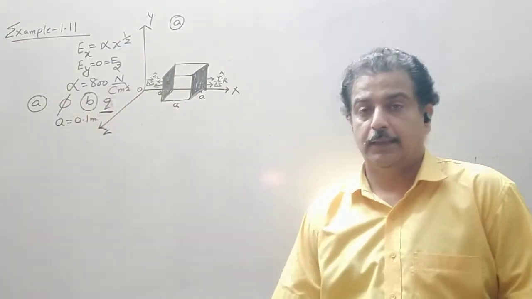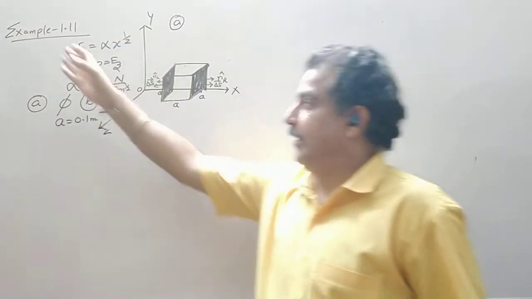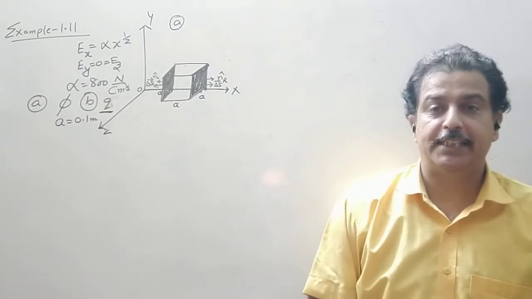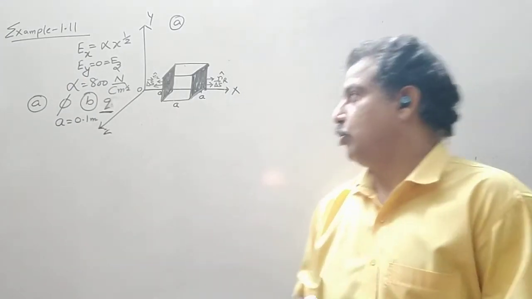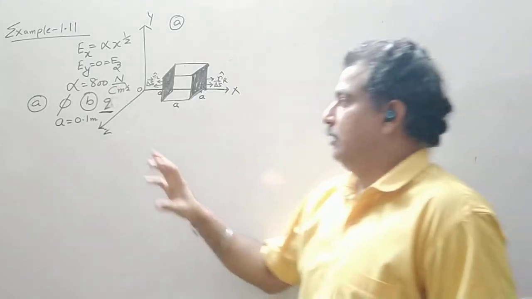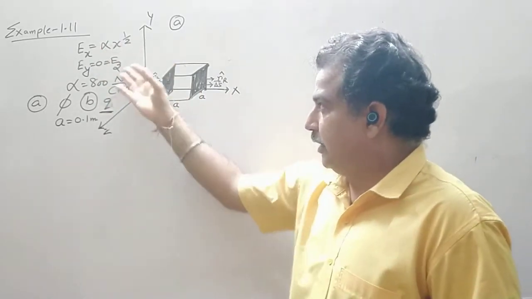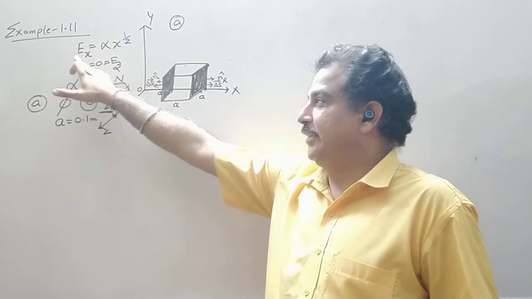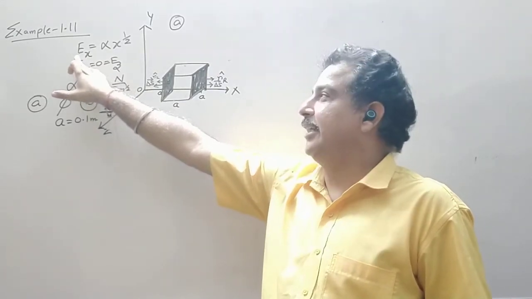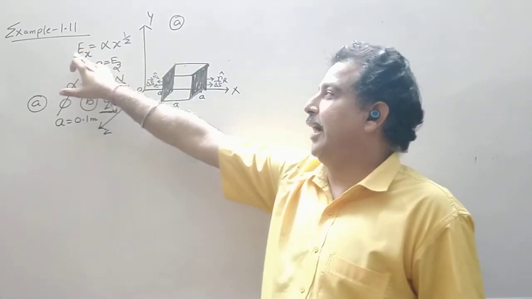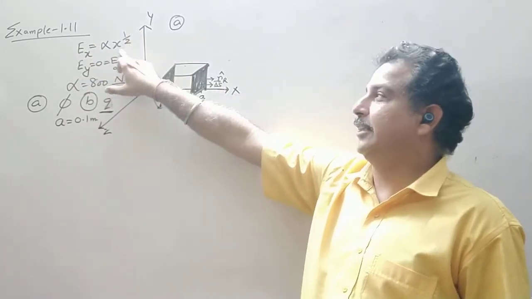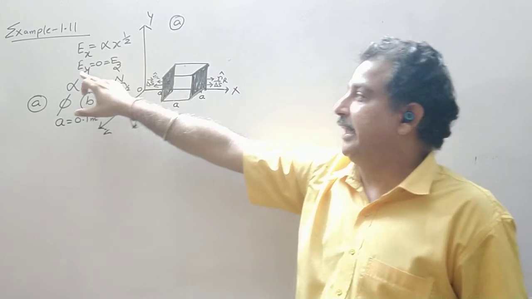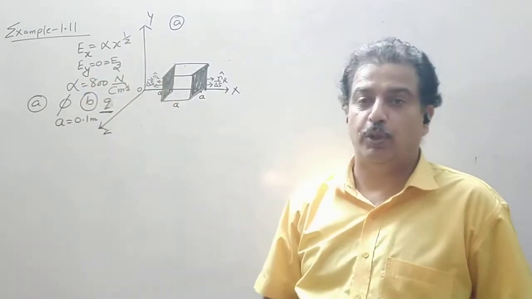Hello students. So today we will see example number 11, which is related with the application of the Gauss law. Now the question is: the electric field intensity components are given. The electric field intensity having the x component is alpha x to the half, where x is a distance from the origin. Ey is 0 and Ez component is also 0.